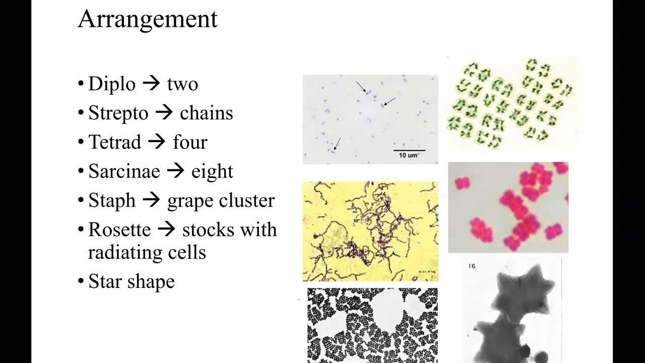It's possible to also see a rosette or a star shape. I'm going to be honest with you, I've never seen a star shape underneath a microscope. I've only ever seen it in pictures. So we are going to spend quite a bit of time looking at cells, identifying their shape and arrangement.